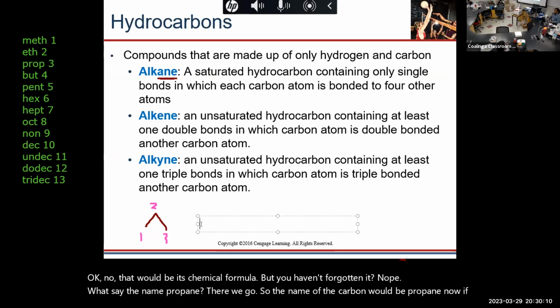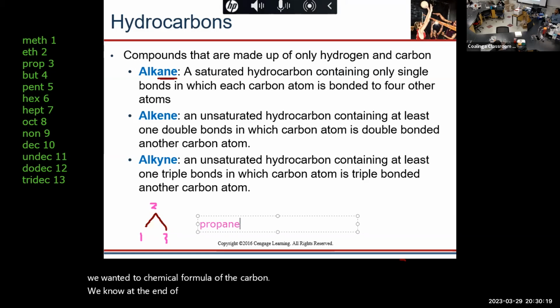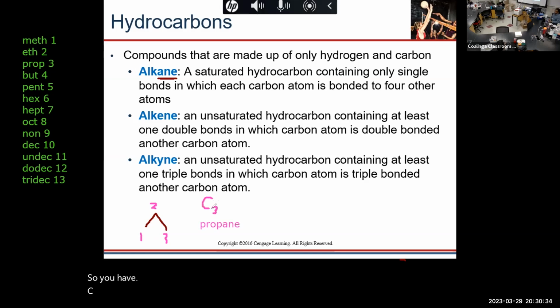Now, if we wanted the chemical formula, we know that the carbons at each end of this structure can hold 3 hydrogens. If it's in between the 2, it can only hold 2 hydrogens. So you would count up all of the hydrogens. You have C3, there's 3 here, there's 3 here, and there's 2 here on the center point. So 3 plus 3 plus 2 is 8.